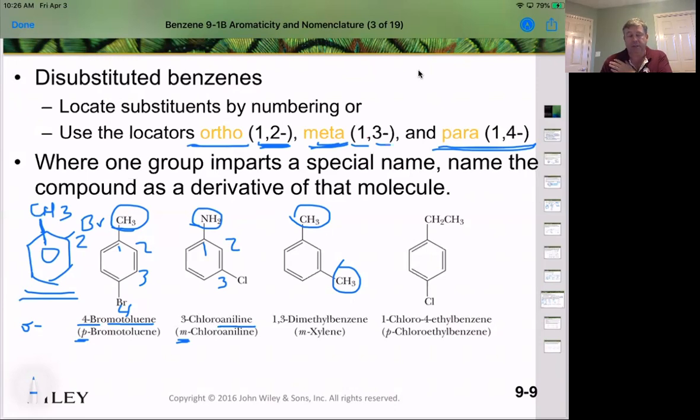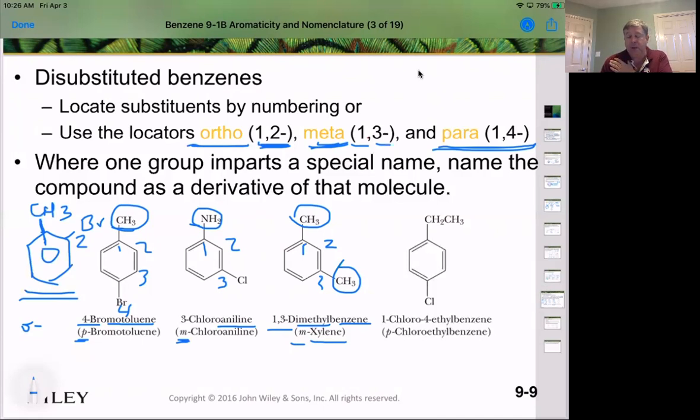Which one would take precedent? We don't know. So what we're going to name it as, well, 1 group is 1. We're going to do our lowest number, so that'd be 2 and 3. So we have 1,3-dimethyl benzene. Well, it turns out 2 methyl groups on a benzene ring does have a common name, and we call that xylene. So we call this meta-xylene because it's 1,3. You could also have 1,2 or 1,4, and they would, of course, be orthoxylene or paraxylene.